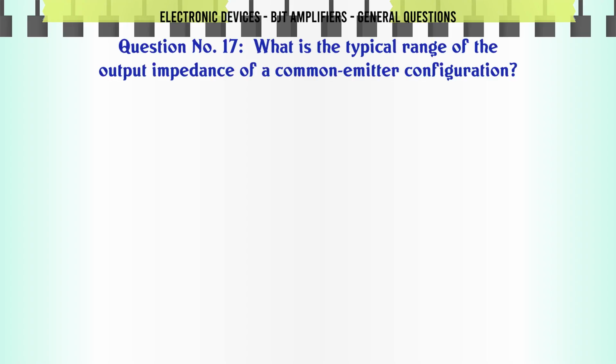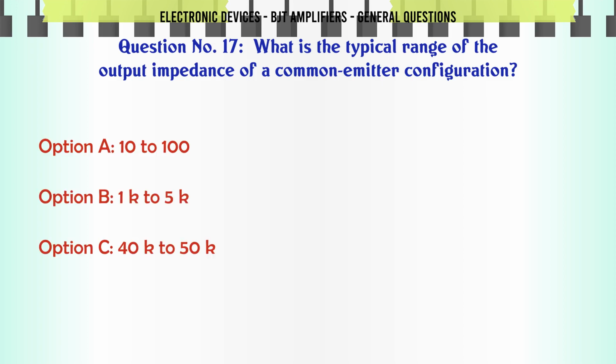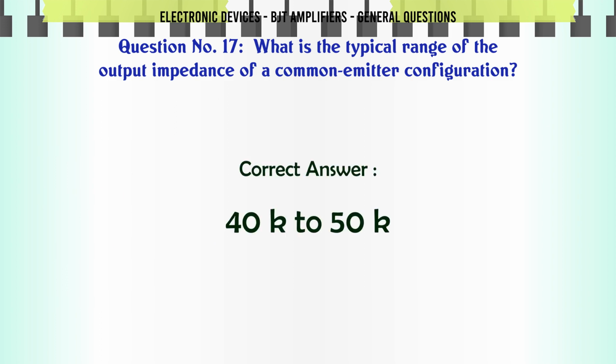What is the typical range of the output impedance of a common emitter configuration? A. 10 to 100. B. 1K to 5K. C. 40K to 50K. D. 500K to 1K. The correct answer is 40K to 50K.